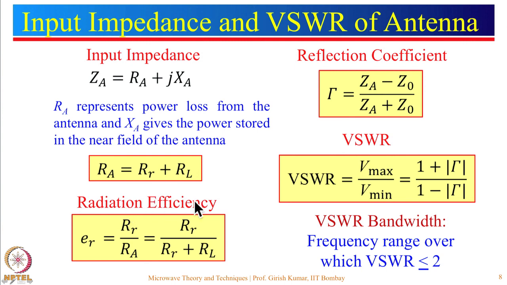So we define radiation efficiency as RR divided by RA, which is nothing but equal to RR divided by RR plus RL. It is better that we design RL to be as small as possible, or we can say the other way that RR must be much greater than RL so that we can get high efficiency. Now, reflection coefficient is given by this particular expression and VSWR is given by this expression. Now, majority of the time for antennas, we define VSWR bandwidth for VSWR less than or equal to 2. However, for some stringent application, this could be less than 1.4 or 1.5. So, depending upon the application, you have to design the antenna accordingly.